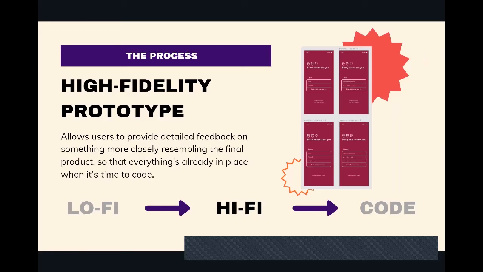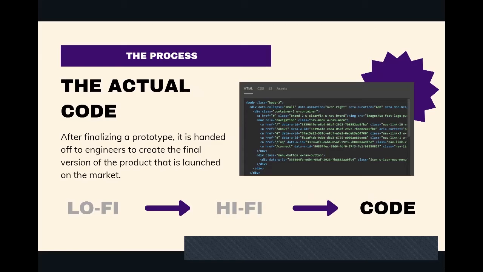And then a high fidelity prototype is an advanced version of a low-fi prototype. It allows users to provide detailed feedback on something more closely resembling the final product so that everything is already in place when it's time to code. They happen near the end of the process and are made to look and feel just like the end product. And then the high fidelity prototype is handed off so that they can begin the actual coding. After finalizing a prototype, it's handed off to engineers to create a final version of the product that is launched on the market.